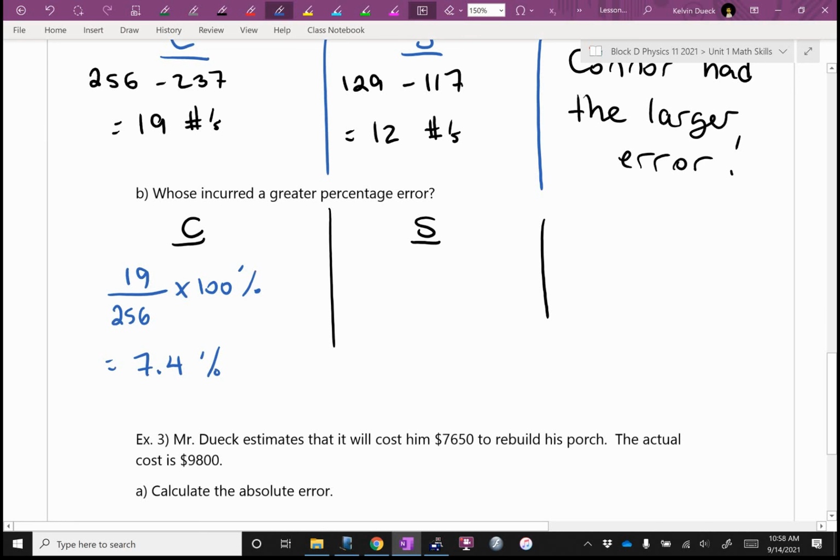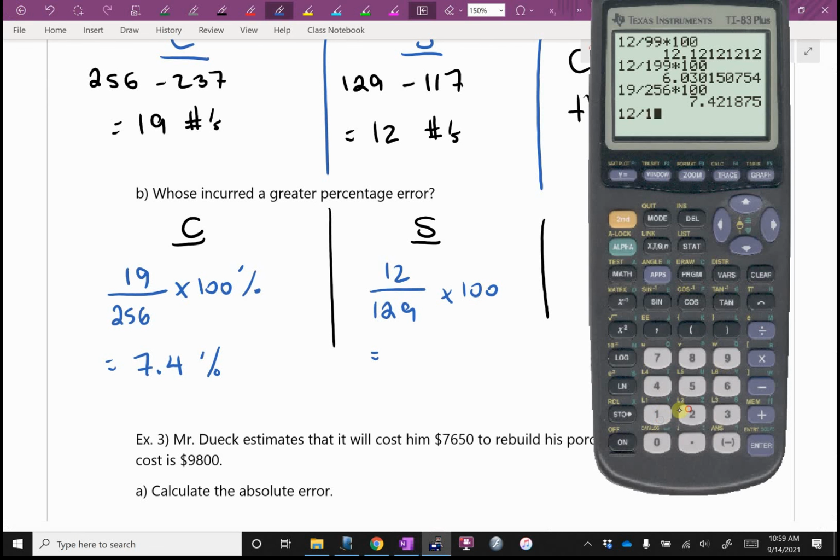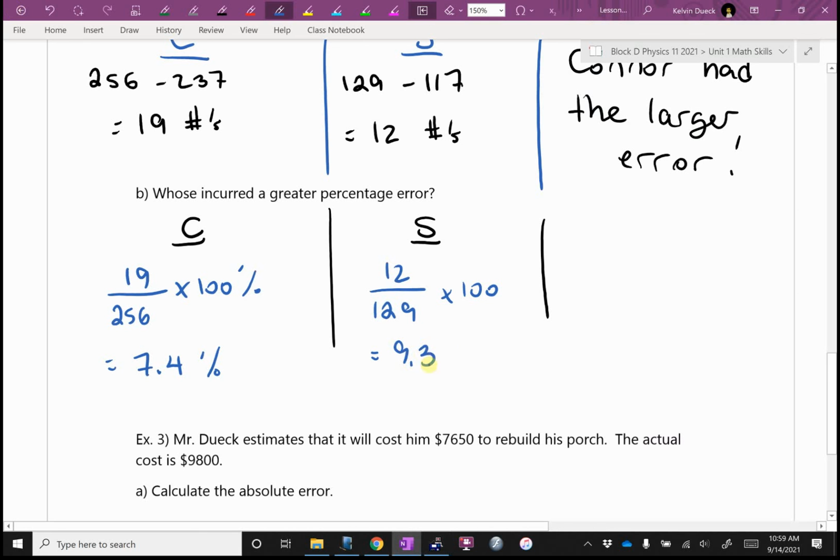What about Sheila? Well, Sheila is going to be 12 divided by what? 129 is the correct one? Times 100. Again, technically, I should go to 2 sig figs in my answer. I get 9.3. So even though Connor's scale had a larger absolute error, which scale is actually less accurate? Which scale had a bigger percentage error? Sheila.